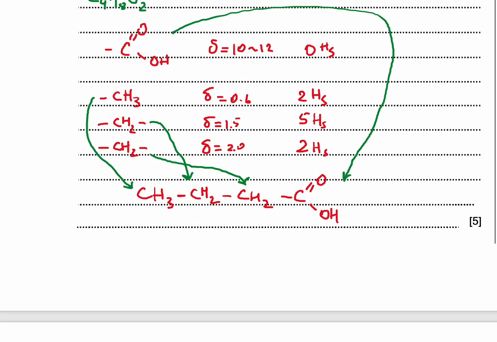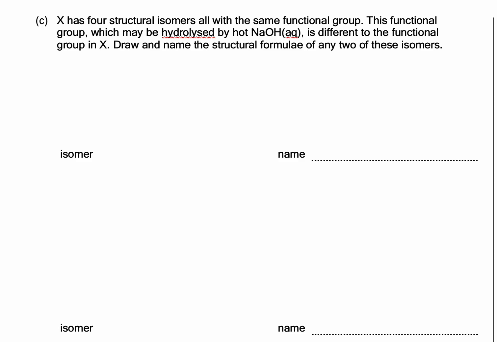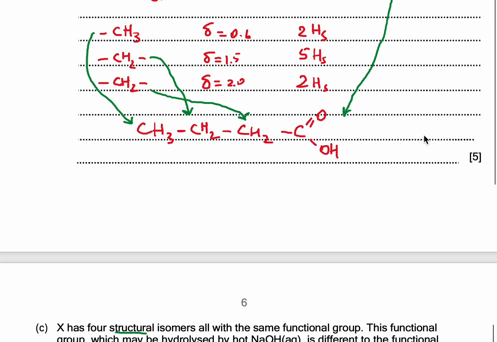Now next question. We have butanoic acid, X, which has 4 structural isomers, all with the same functional group. This functional group, which may be hydrolyzed by hot aqueous sodium hydroxide, is different to the functional group in X. That means you have a functional group isomer.